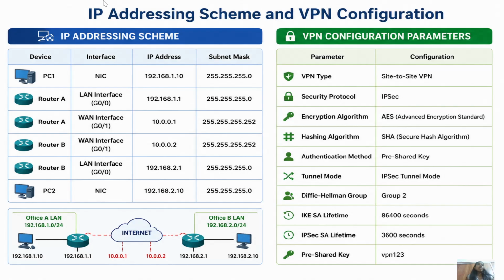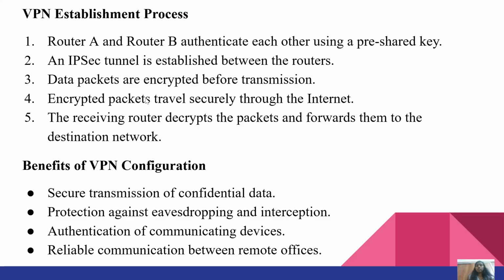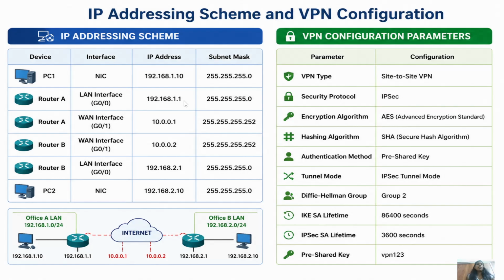IP addressing scheme: a device PC1 with an interface NIC and IP address of 192.168.1.10 and a subnet mask of 255.255.255.0. Router A has LAN interface Gi0/0 of 192.168.1.1 and a subnet mask the same as above. Router A has a Gi0/1 WAN interface and a subnet mask of class D.